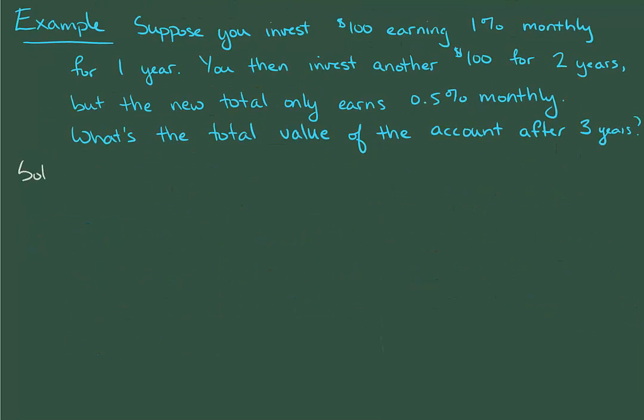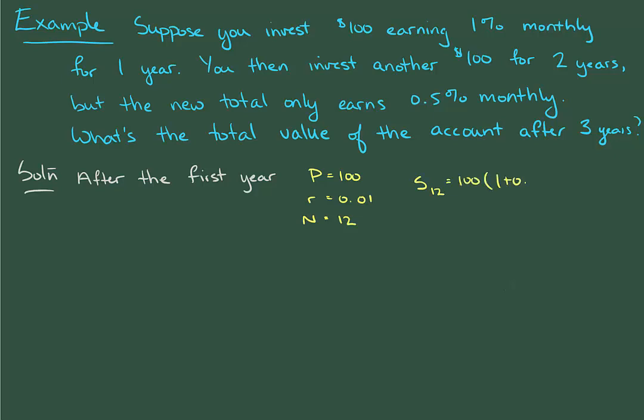Okay, so let's start by figuring out what the value of the account is after a single year. And we know what the principal is, right? That's $100. The interest rate is 0.01 because that's 1%. N is 12, right? And it's 12 because we're compounding monthly and there are 12 months in a year. So that means 12 compounding periods have passed. And if we plug everything into our formula, again, we're going to have to use a calculator, but it's not too bad. And we get 112.68.